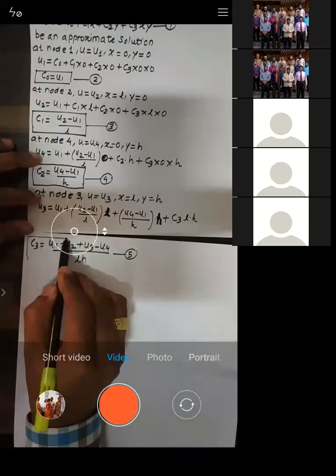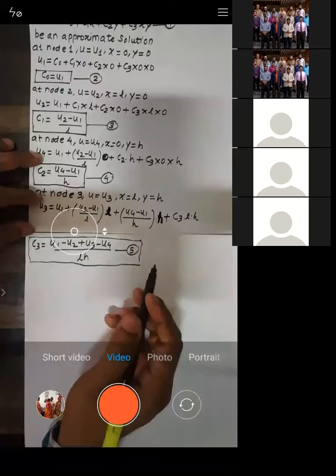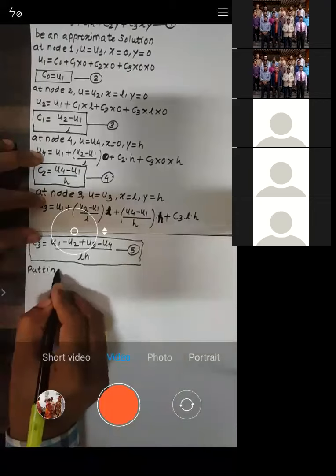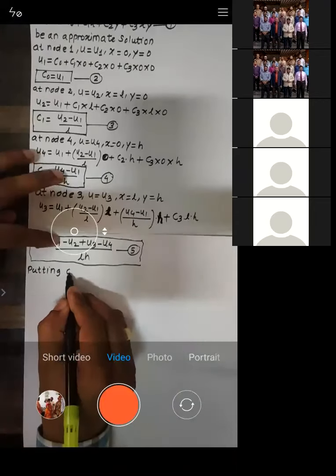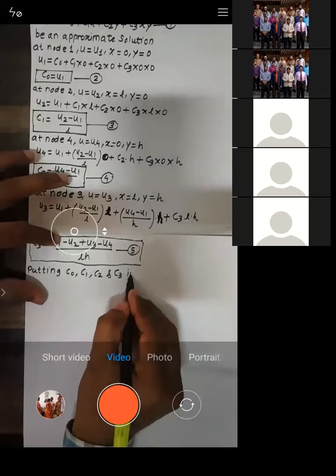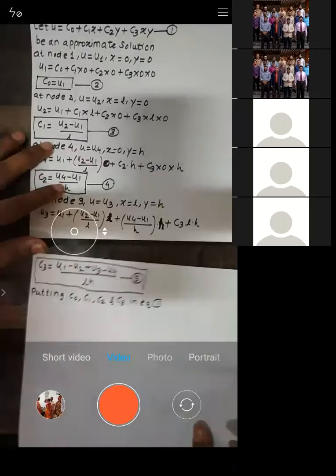What is the purpose to calculate these values? Because we want to put these values in equation number 1. Okay, so we'll write down: putting C0, C1, C2, and C3 in equation number 1. We need to put that into equation number 1, right?